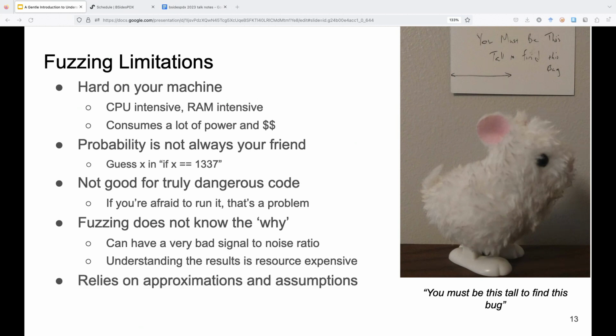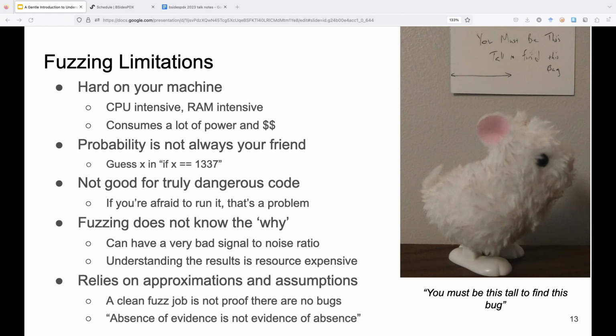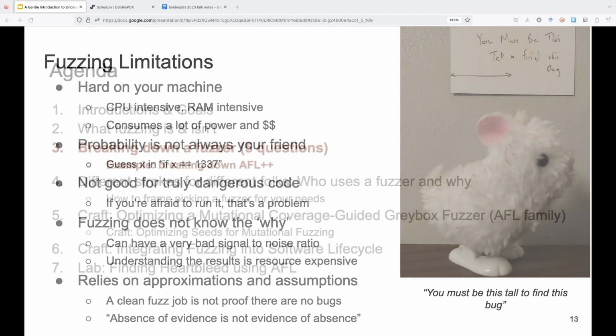And ultimately, we're flirting with the halting problem. We're going to kind of toe up to that line and bat our eyelashes at it. And that means we have to rely on approximations and assumptions, which work 90% of the time, but if you find yourself in that other 10%, not great. The other thing you have to know pragmatically is that a clean fuzz job is not evidence that you don't have bugs. It just means you didn't find them this round. Everyone cool with that?